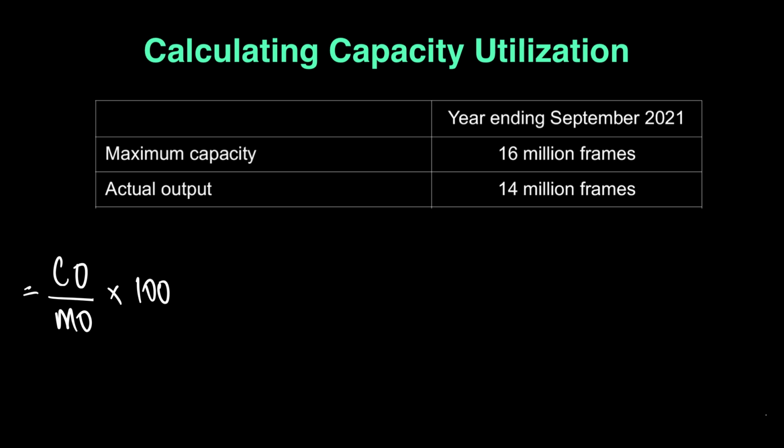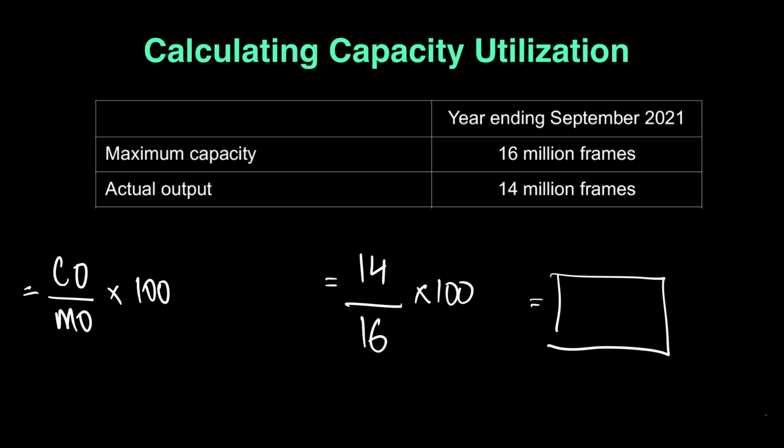Right, that's the formula. And when I apply it to this question, this becomes 14, which is my actual output, divided by what I could have achieved at a maximum of 16 million, multiplied by 100. Now, of course, the final answer would be a percentage, and that percentage turns out to be 87.5%. Okay, now just as we know as a concept that whatever you are not using of your capacity becomes wasted, so 12.5%, I can deduce, is the amount that is being wasted by the company.